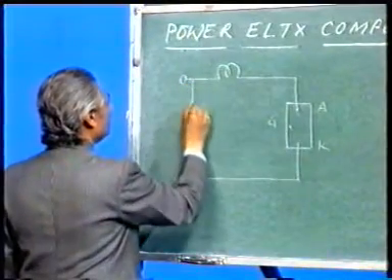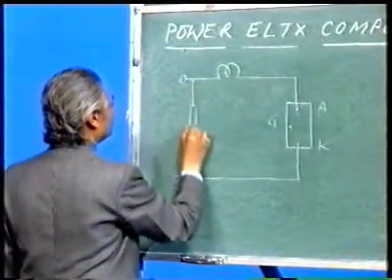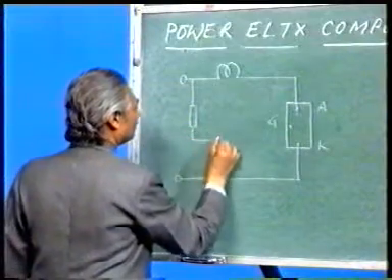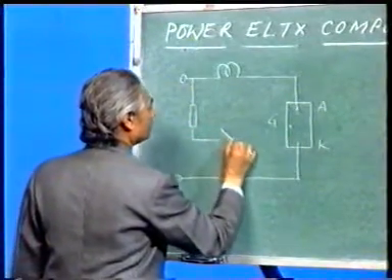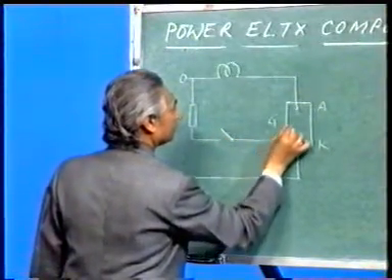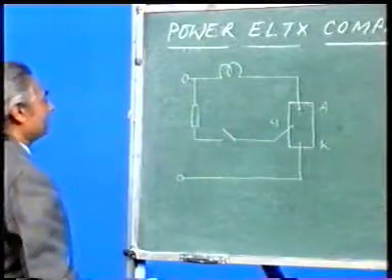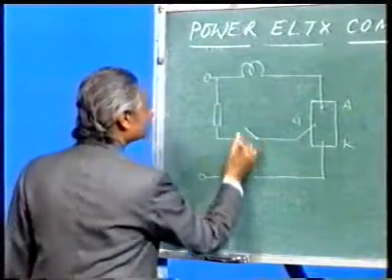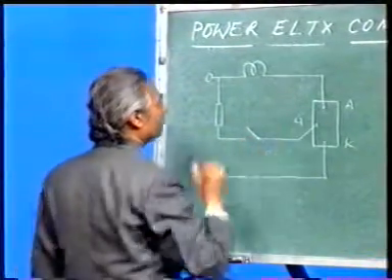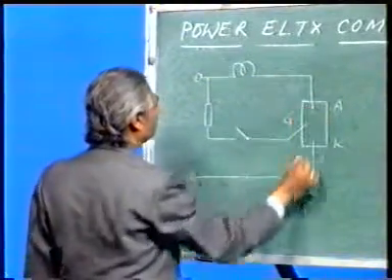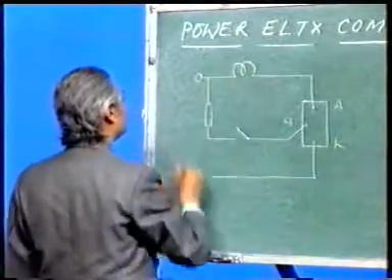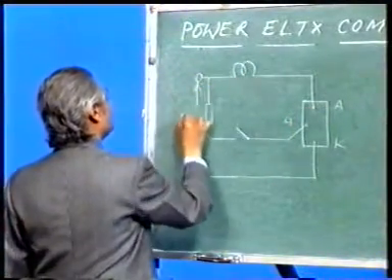Now through a limiting resistance, I can give a supply to the gate. I have put a switch, that means when I close the switch the supply will be given here. The anode and cathode are permanently connected. This is an electric bulb, and a single phase supply is given here.